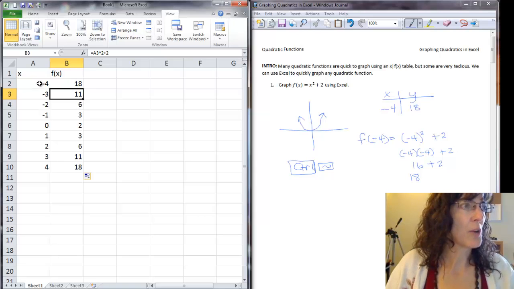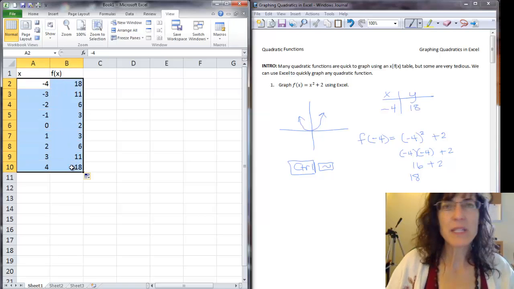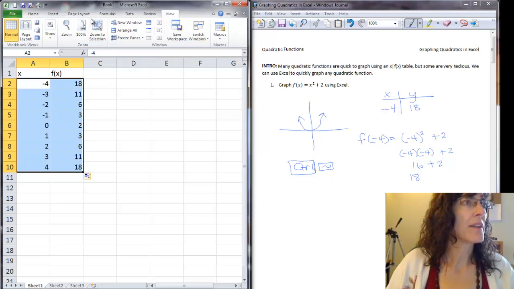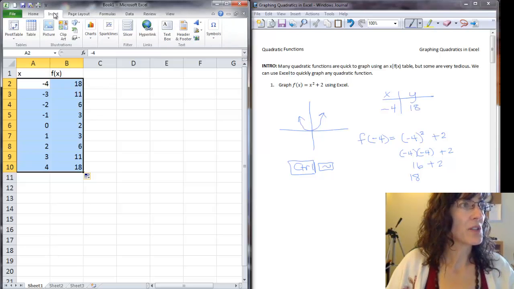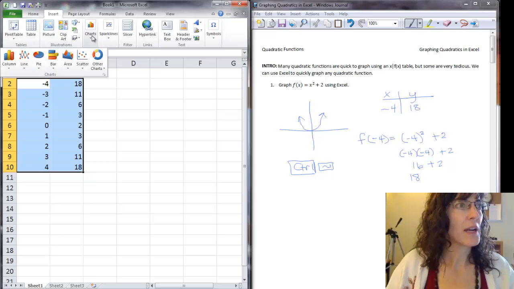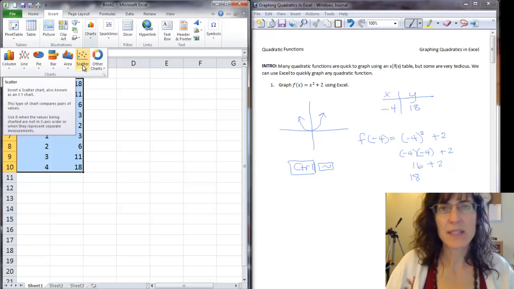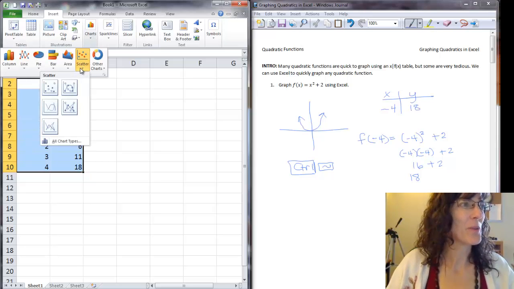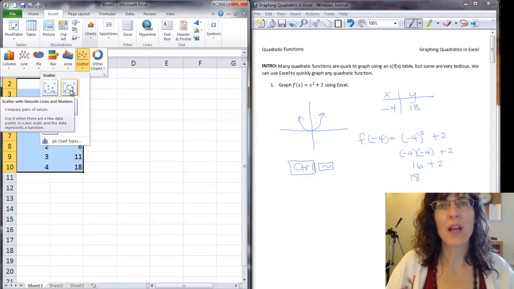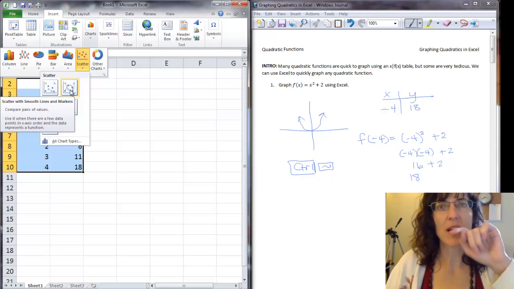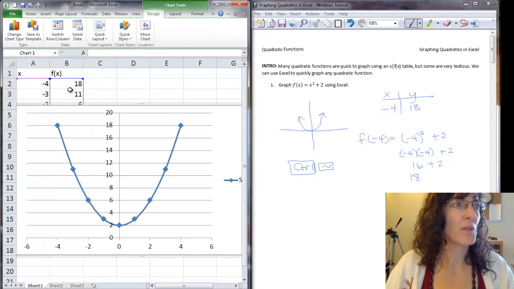I'd like to use a scatter plot, so I'll select all my data, and then I'll go to Insert, and it is a type of chart, and it's a scatter plot that we want. So pick Scatter Plot, and I want the one that's going to show me a line that follows all my points. I could just have it go as just the dots, but I know that it's going to be a parabola, so I want to see the whole thing graphed, and there you can see it.